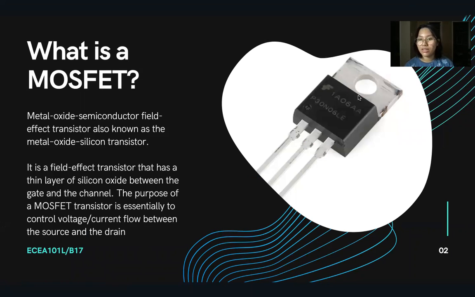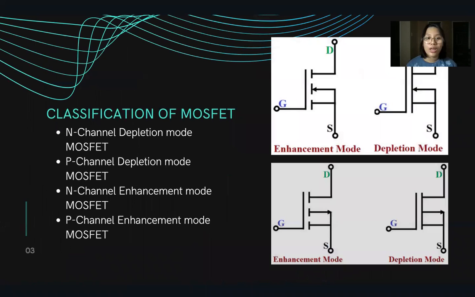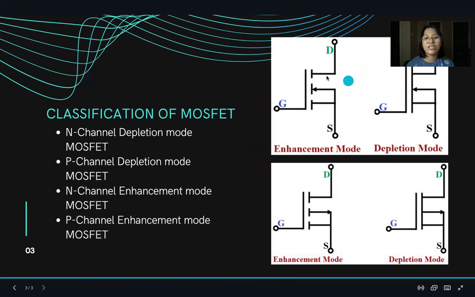So this is how it looks like. There are four classifications of MOSFET: the N-channel depletion mode, which is right here, the P-channel depletion mode, which is right here, and the N-channel enhancement mode, as well as the P-channel enhancement mode.